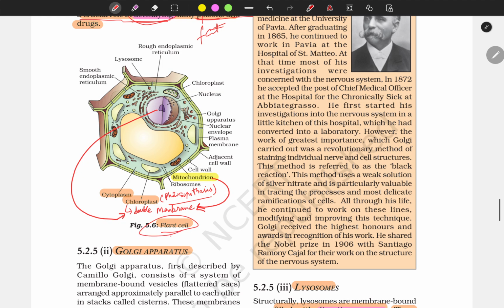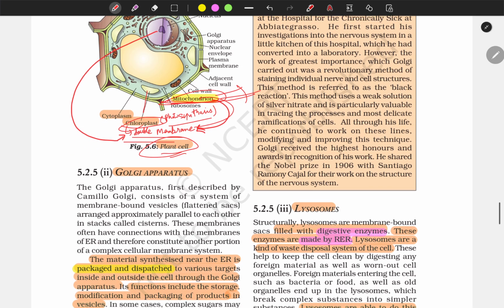This is an example of a plant cell. This is a nucleus, and the nucleus has a double membrane, and there are some other organelles which also have double membranes. The chloroplast is also double membrane, and mitochondria is also double membrane. Mitochondria, the powerhouse of the cell. We will study why it is the powerhouse of the cell in following chapters.